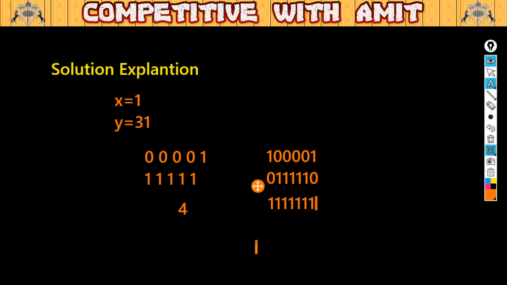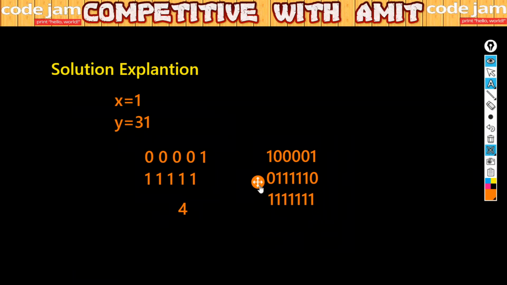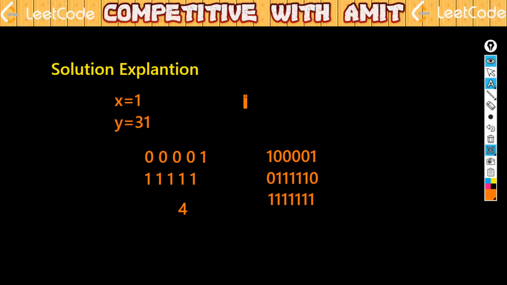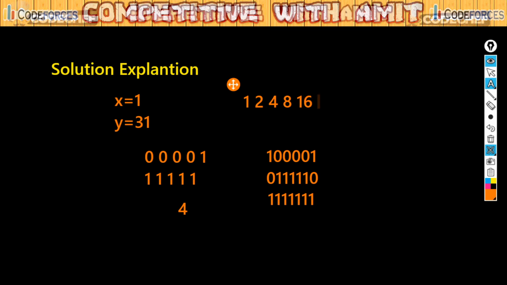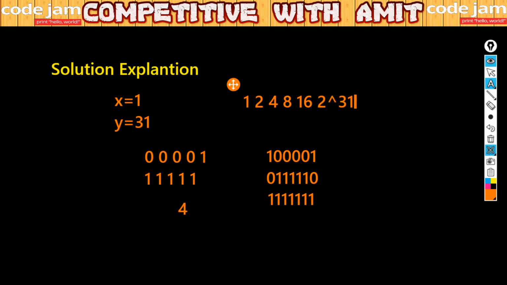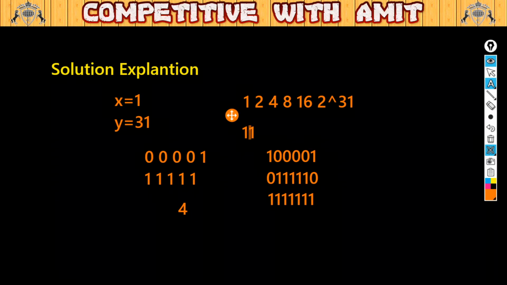Now the approach. First of all, we will find the XOR and then we will count the number of ones. Or we have one more approach: we will check each bit position. Suppose 1, then we check for 2, then 4, then 8, then 16, and so on until we reach 2 to the power 31. After every comparison we will take the AND of both numbers. So we will find 1 AND 1.